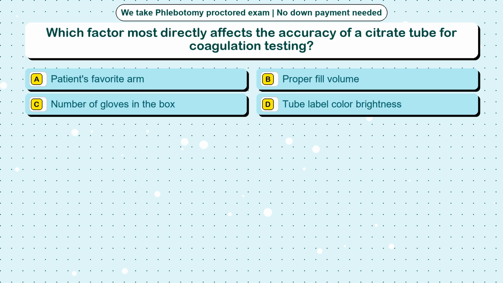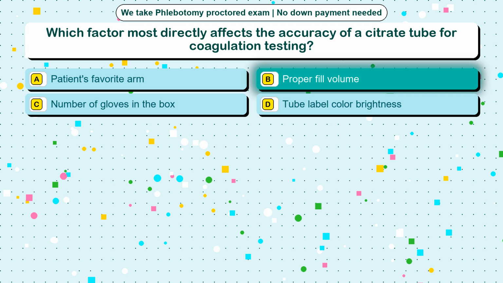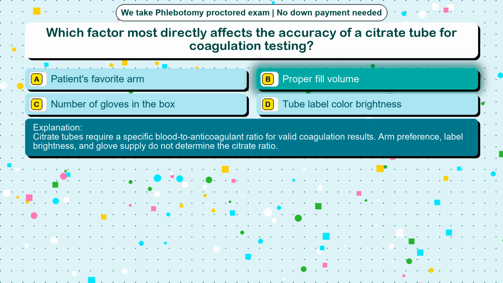Question 34. Which factor most directly affects the accuracy of a citrate tube for coagulation testing? Option A. Patient's favorite arm. Option B. Proper fill volume. Option C. The number of gloves in the box. Option D. Tube label color brightness. The correct answer is option B. Proper fill volume. Citrate tubes require a specific blood-to-anticoagulant ratio for valid coagulation results.